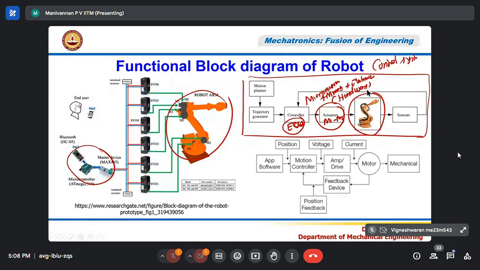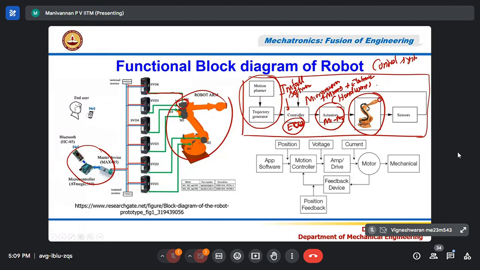Correct? In a computer, you have 2 things. What you are seeing, the motherboard, all those things, the power supply put inside, are called hardware, on which you install and run software. Correct? So that is nothing but this. The motion planning trajectory generator will make the controller generate control signals for each individual motor. So the green lines are nothing but the final voltage or control signal applied to the motor actuator. When the motor rotates, the individual joint rotates, and automatically the end effector moves.